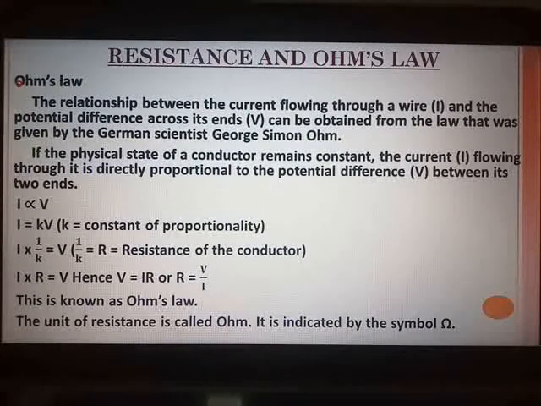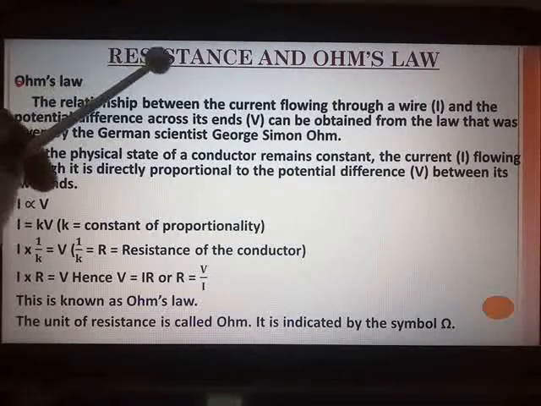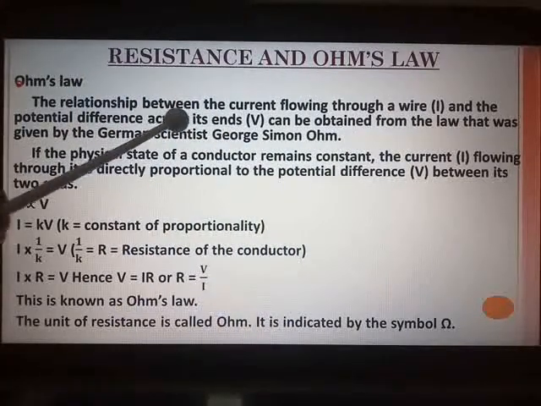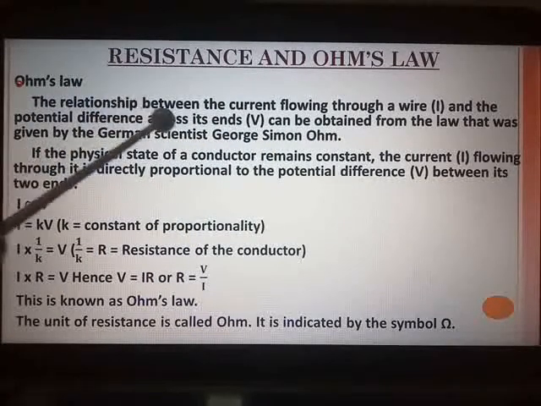What is Ohm's law and what relationship does it show? The relationship between the current flowing through a wire, that is I, and the potential difference across its ends, that is V, can be obtained from the law put forth by the German scientist Georg Simon Ohm, and hence it is known as Ohm's law. So what does this law state? If the physical state of a conductor remains constant, then the current I flowing through that wire is directly proportional to the potential difference. In short, I is directly proportional to V.